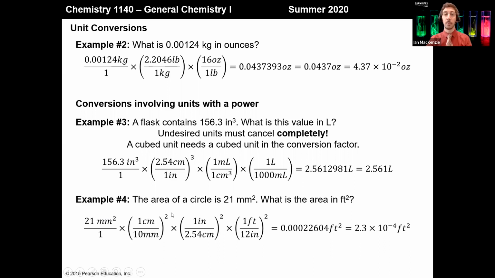I can then convert between inches and centimeters, but I have to square that conversion factor as well. And I can convert between inches and feet, and I have to square that as well so that my final unit is feet squared and so that my previous units all cancel. And then of course I keep track of my significant figures as I've done all along.